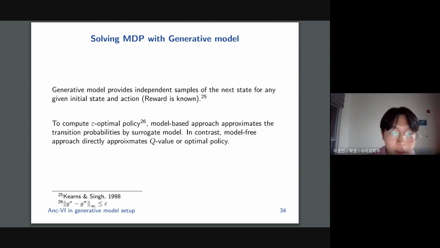In this setup there exist two classic approaches. One is the model-based approach, and the other is the model-free approach. The model-based approach approximates the transition probabilities by sampling and builds a surrogate model, and then solves the surrogate model by a dynamic programming technique, like value iteration. In contrast, model-free approaches attempt to recursively approximate the value or policy, and the advantage of the model-free method is that it requires lower memory, and it can be combined with function approximation techniques for large-scale problems.